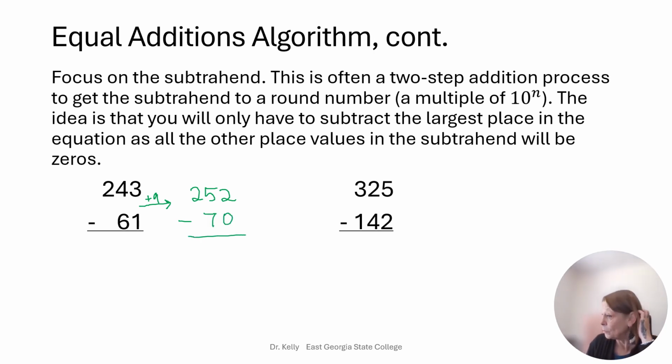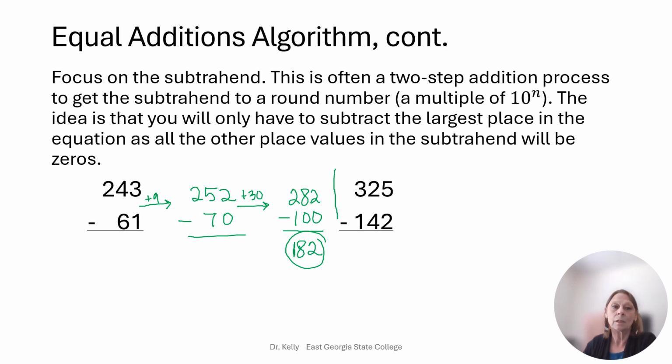That should be to some degree easy enough, but this method actually encourages us to go ahead and add 30 again to make this 282 and make this 100, and that made it a whole heck of a lot easier. Oh, sorry, there's a 1 there. Yeah, my bad.